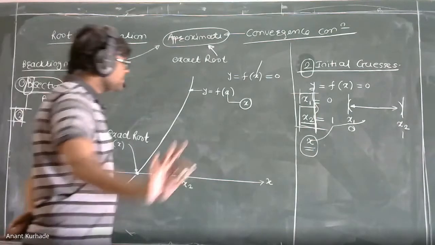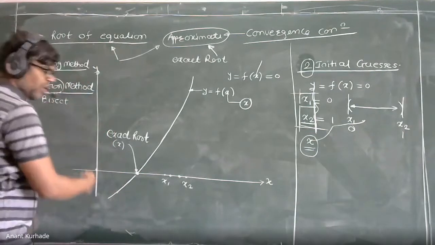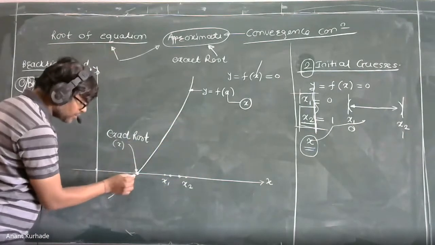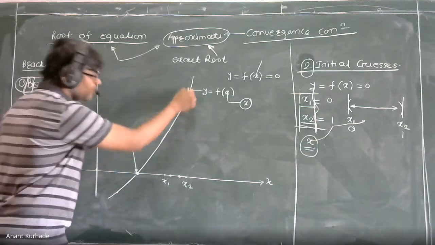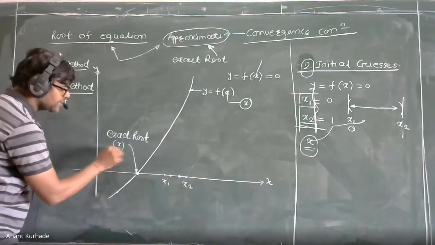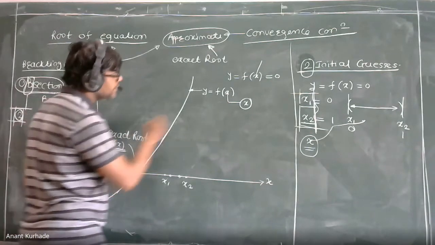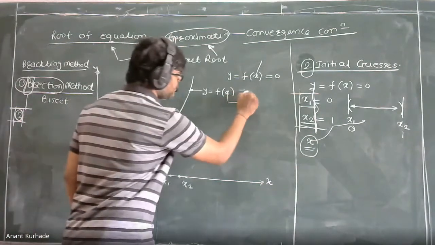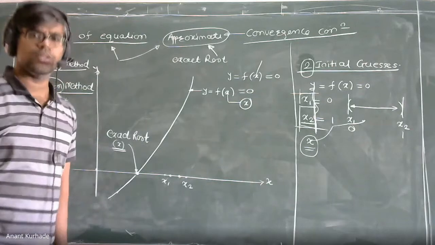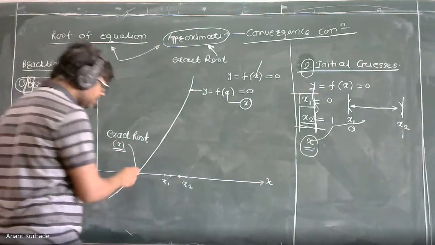Now see, simple. Draw one graph. In this graph, it will cut the x-axis at this point. This is the exact root. How can you say it is the exact root? When you put the value of x in the given equation, it satisfies the equation, that is, it is equal to 0. Then we can say it is the exact root.